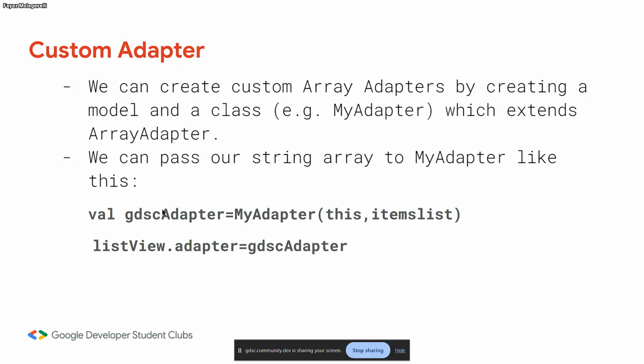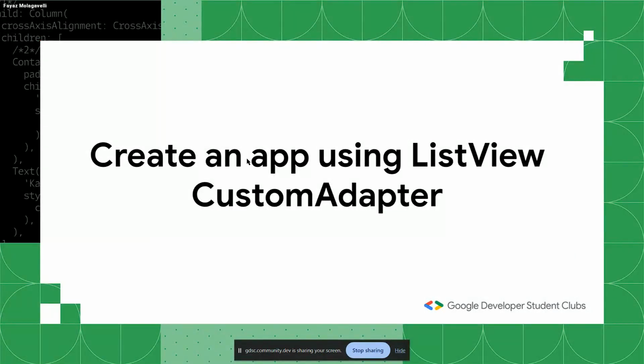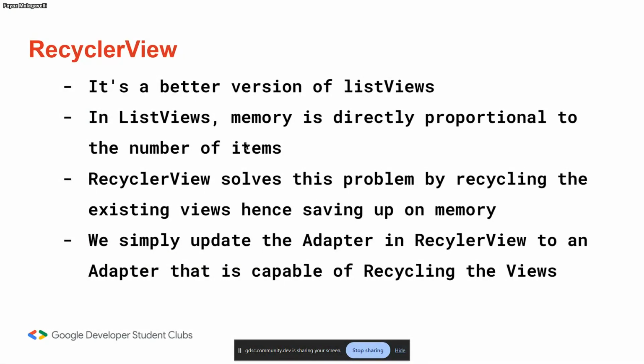In today's class itself, we have created our own custom adapter like GDSC adapter. It will ask for two parameters. First one is context, which is this, and the second one is the data. You can provide a list here. Again, we will set the adapter: listView.adapter equals GDSC adapter. I think you got the idea what this adapter means. It will take the input from the main activity and convert that data into the view. Create an app using list view custom adapter. We have already created it. Next, we have RecyclerView.